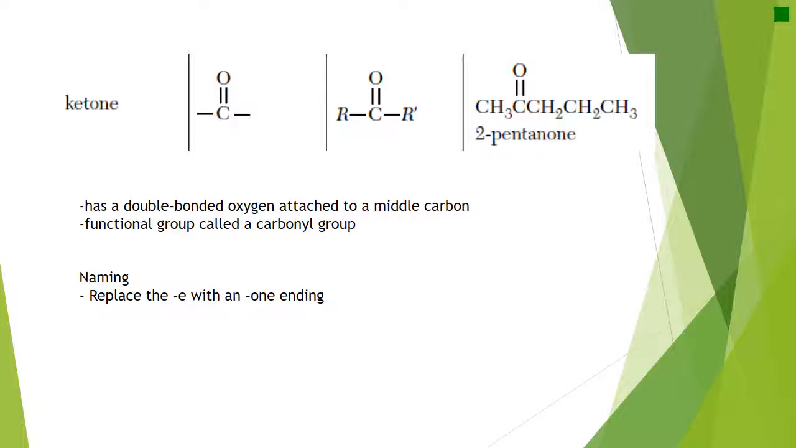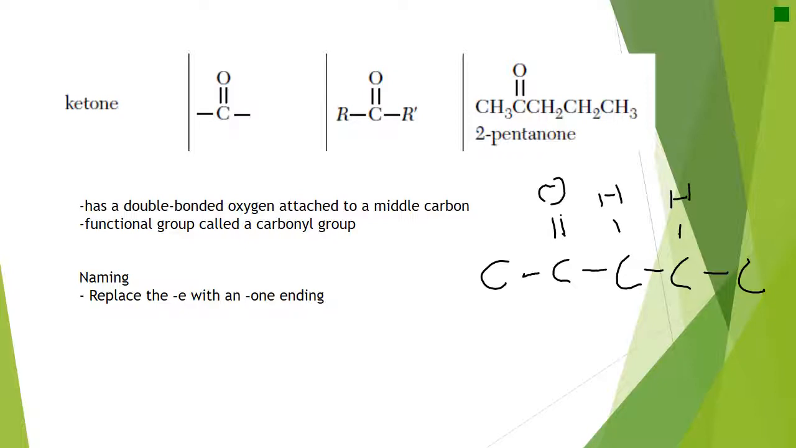So here, for 2-pentanone, that means the double bonded oxygen is on the second carbon. So you have 5 carbons since it's pentanone. So your double bonded oxygen can either be here or it could be here, because those are areas where it could possibly be. So we're going to put it at the beginning too, and then you just put in the rest of your hydrogens as per usual, and you have the structural drawing of 2-pentanone.